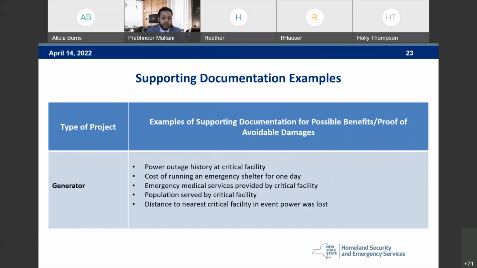For a generator project, examples of supporting documentation may include power outage history at the critical facility, letters from the utility company validating that power outage history, costs of running an emergency shelter for one day, emergency medical services provided by the critical facility, population served by the critical facility, and distance to the nearest critical facility in the event power was lost. Next slide, please.